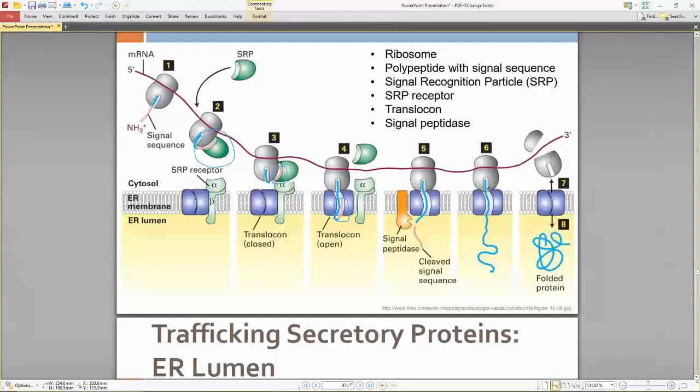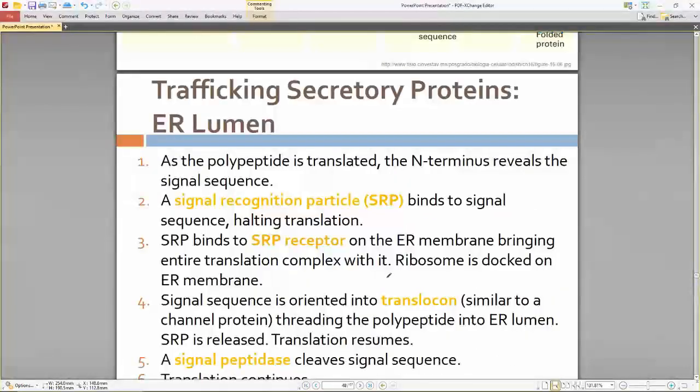So afterwards, the polypeptide is threaded through, continues translation, and when it's done, everything else normally happens. Basically, the polypeptide is released into the ER lumen, and the translation complex disassembles.